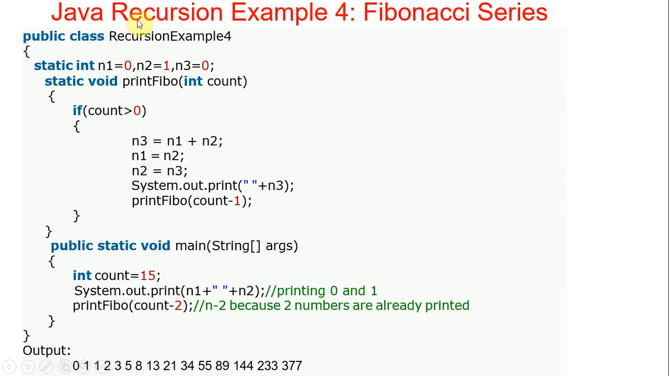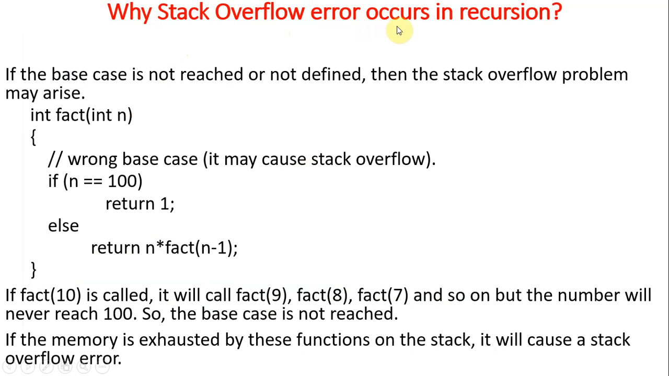Like that we go on till the condition becomes false. Count minus 1 happens continuously, then the count value becomes 0. Is 0 greater than 0? No. 0 is equal to 0, that is correct, but 0 greater than 0 is wrong. Then we stop the recursion. So count greater than 0 is nothing but the base condition. This is the base condition or halt condition, which is used to stop the recursion. Okay, so why does stack overflow occur in recursion?